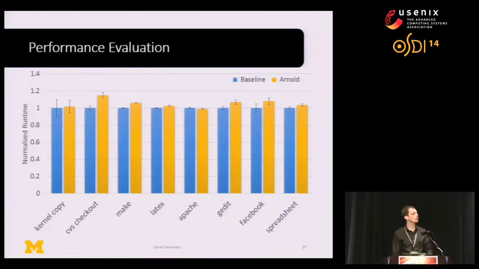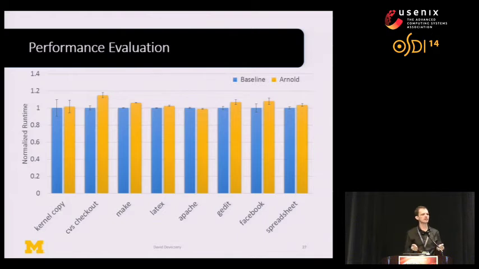The second thing is that for racy programs, Arnold assumes that multi-threaded programs are not racy. We've taken all of these applications and we've removed the races from them such that they can record and replay easily. And as you can see, our overhead numbers are very low. Arnold records less than 8% in almost all of our test cases, with the one exception being CVS checkout.